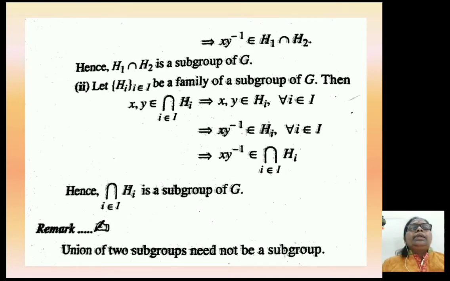Now consider one remark. The union of two subgroups need not be a subgroup. That means the statement that the union of two subgroups is a subgroup is not true always. Now we consider one example of it.